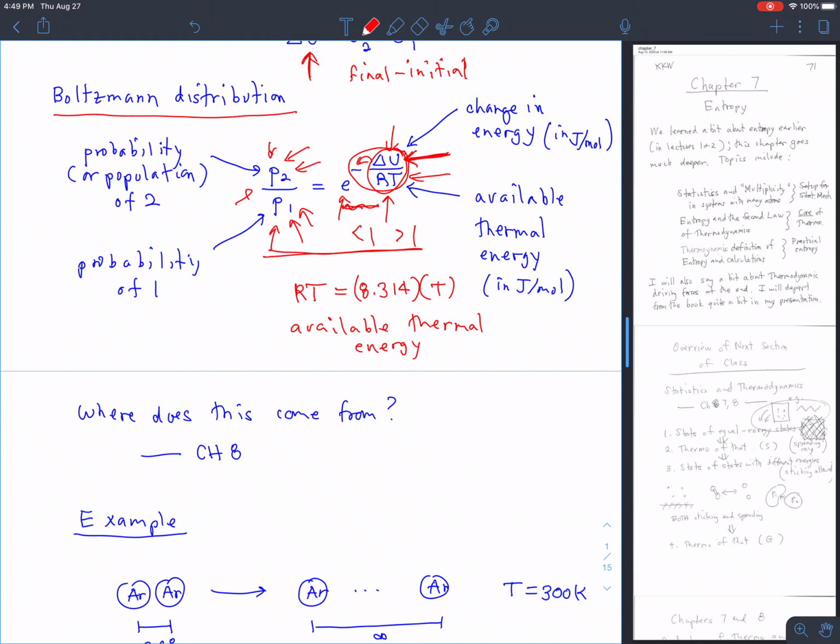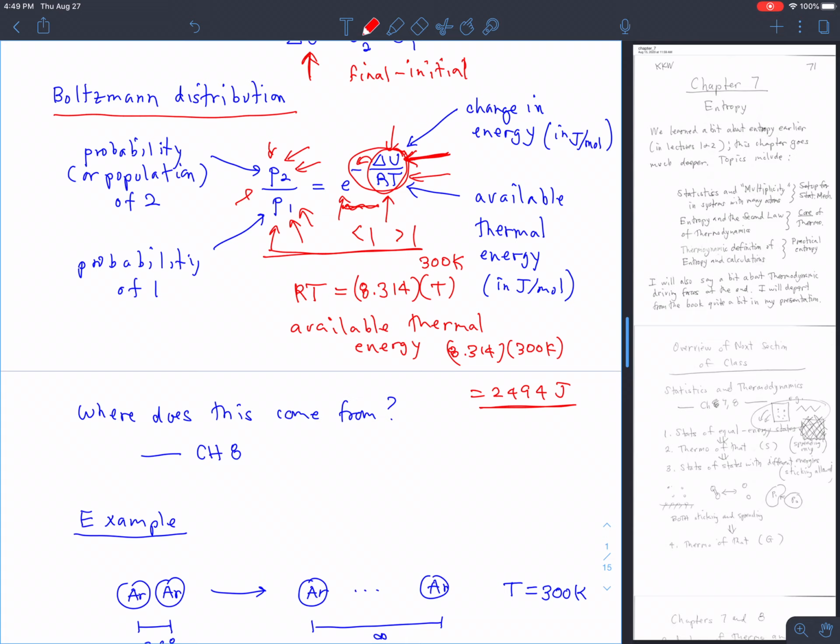At a given temperature, let's say at 300 Kelvin, that quantity is about, well, in fact, 8.314 times 300 Kelvin is 2494 joules. So at least at room temperature, that's the quantity of energy that matters.